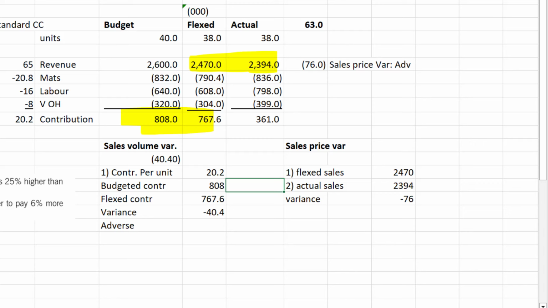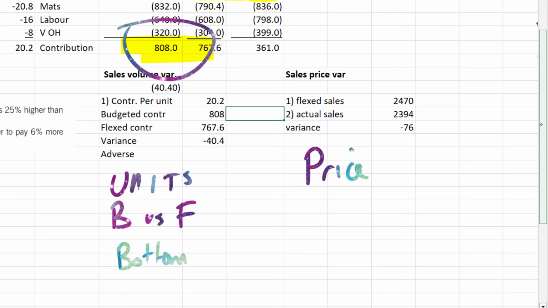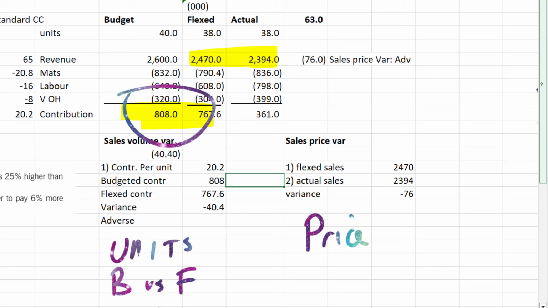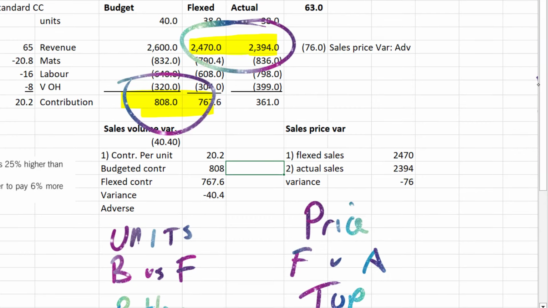So just to recap, team, when we're talking about the sales variances, volume is about units, price is about price. When we're doing sales volume, we're doing the budget versus the flexed bottom line, right over here. When we're doing the sales price variance, that's flexed versus actual, and we're looking at the top line right here. Okay? So that's a review of the sales variances, team.